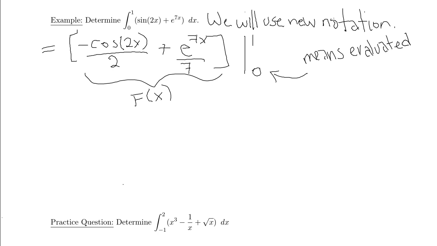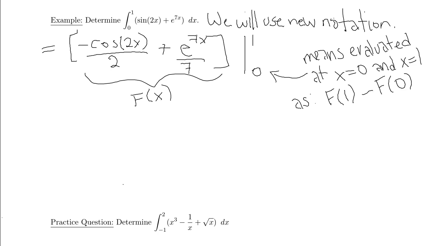So it means evaluated at x equals 0 and x equals 1. And it's specifically telling us that we need to do it in the order of the fundamental theorem of calculus, which says we take big F of our top bound minus big F of the bottom bound. So it's always the top one evaluated minus the bottom one evaluated. So that's the notation that we're going to use. Okay, it's a lot more condensed. So now let's actually do the evaluation.